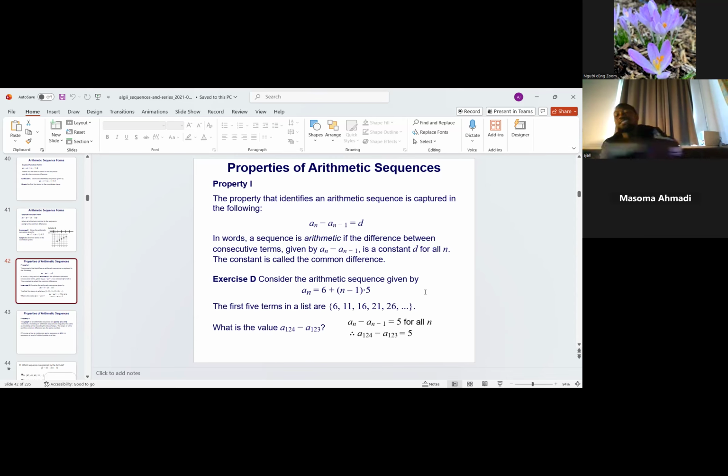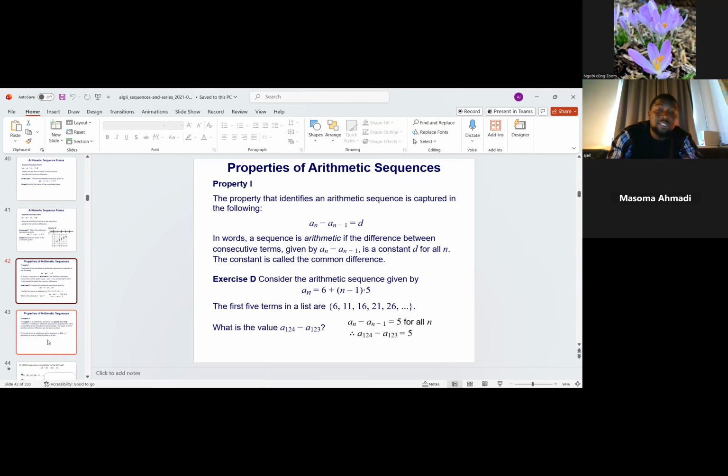And for all the terms that follow in this sequence, because it's an infinite sequence, the difference must be 5. You can see an example is given here. The 124th term and the 123rd term must have a difference of 5. So anytime you take the difference between the smaller term and the larger term, the common difference must be constant. It must be common. So that is the first property that we have for arithmetic progression.